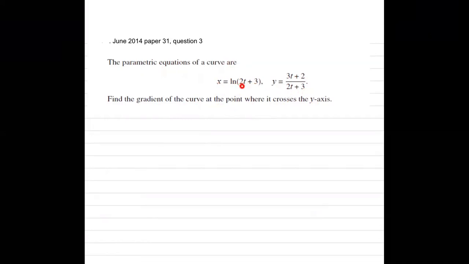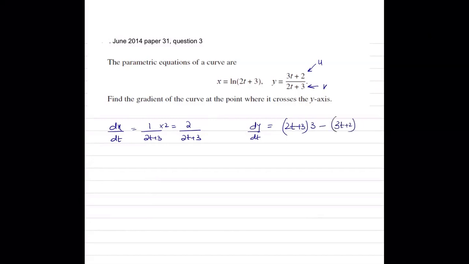If you differentiate x with respect to t, you get dx over dt. So differentiation of ln of 2t plus 3 is going to be 1 upon 2t plus 3 times 2. That is 2 upon 2t plus 3. Okay, and for dy by dt, again you have to apply the quotient rule. This is u, this is v. So vu prime, u prime is going to be 3, minus u v prime, v prime is going to be 2, divided by v square, that is 2t plus 3, the whole thing square.